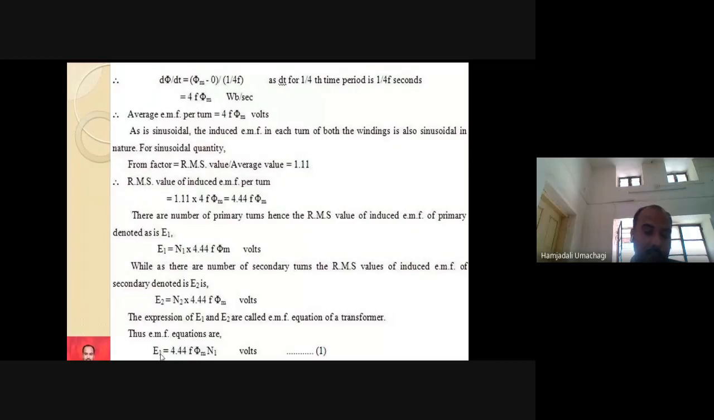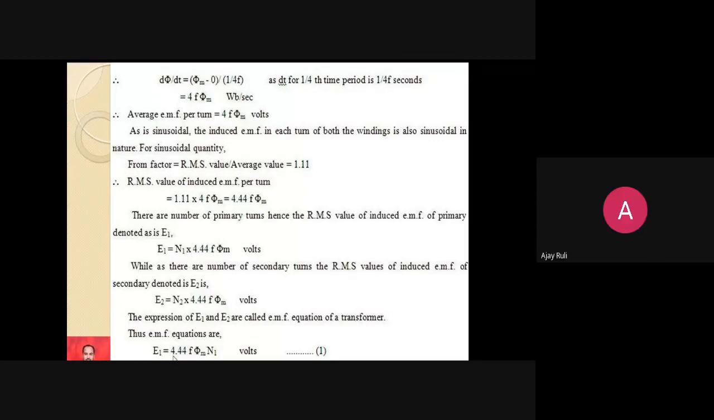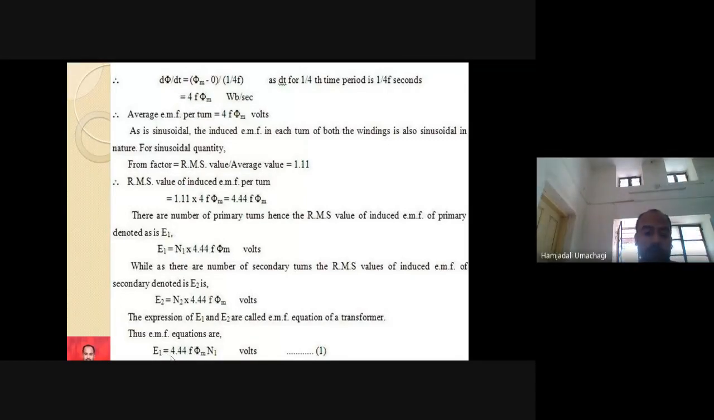E1, what is this E1? Voltage induced on the primary side. Can you see the thing clearly here, is it visible or not? Yes, sir, it's visible. So E1 is equal to what? 4.44 f φm N1 volts.